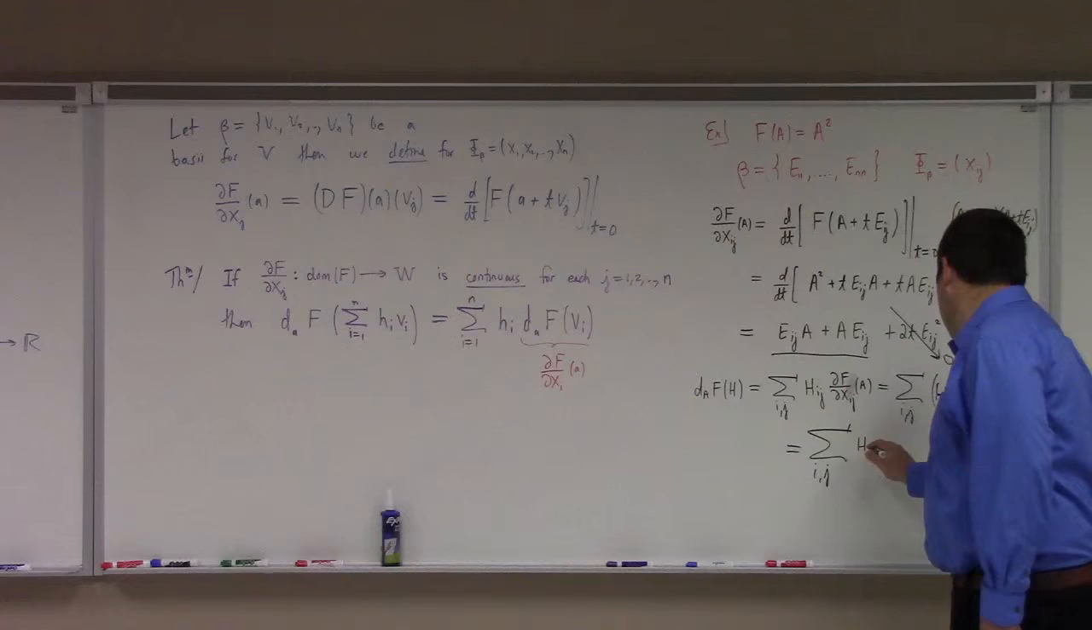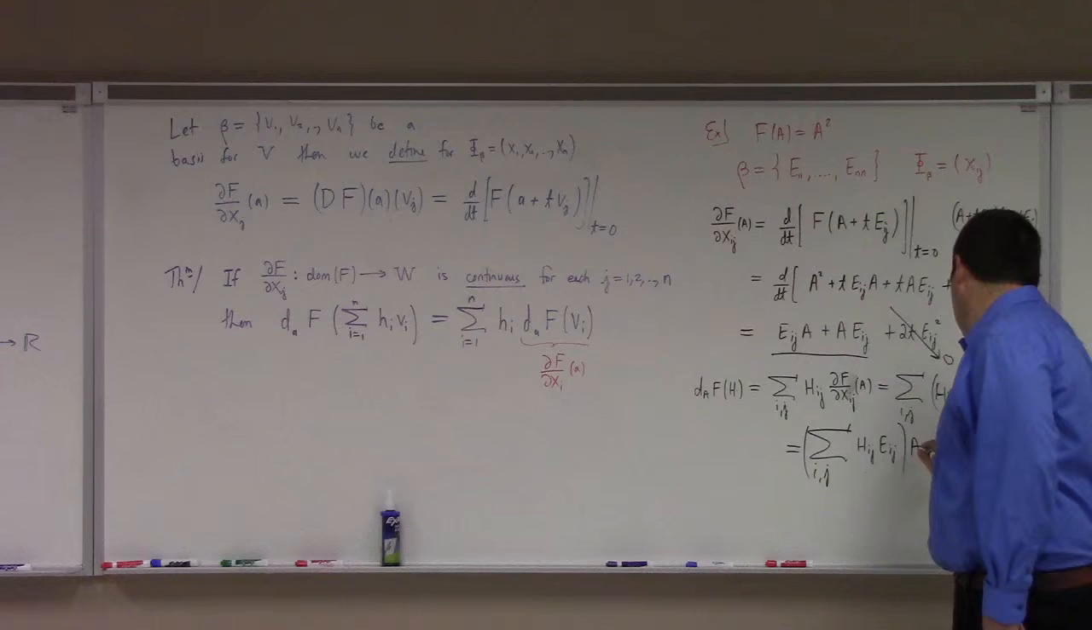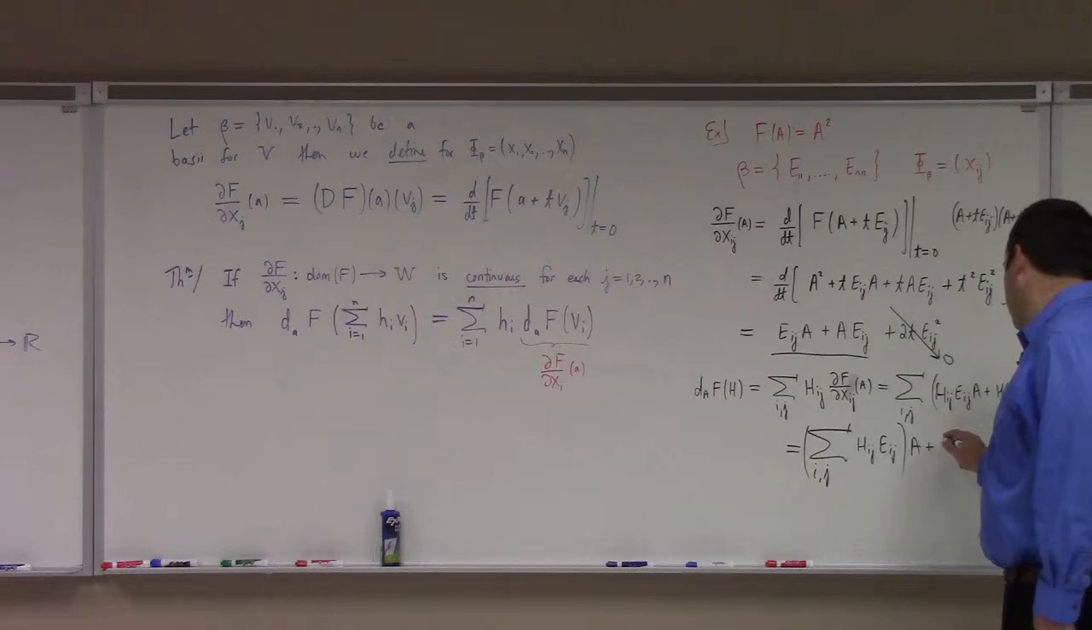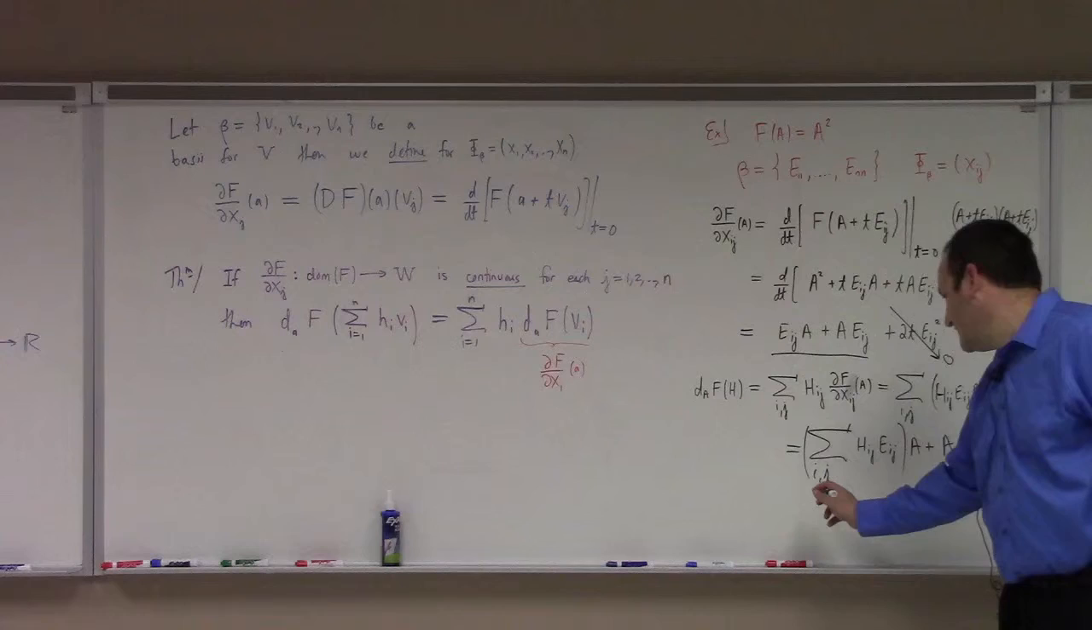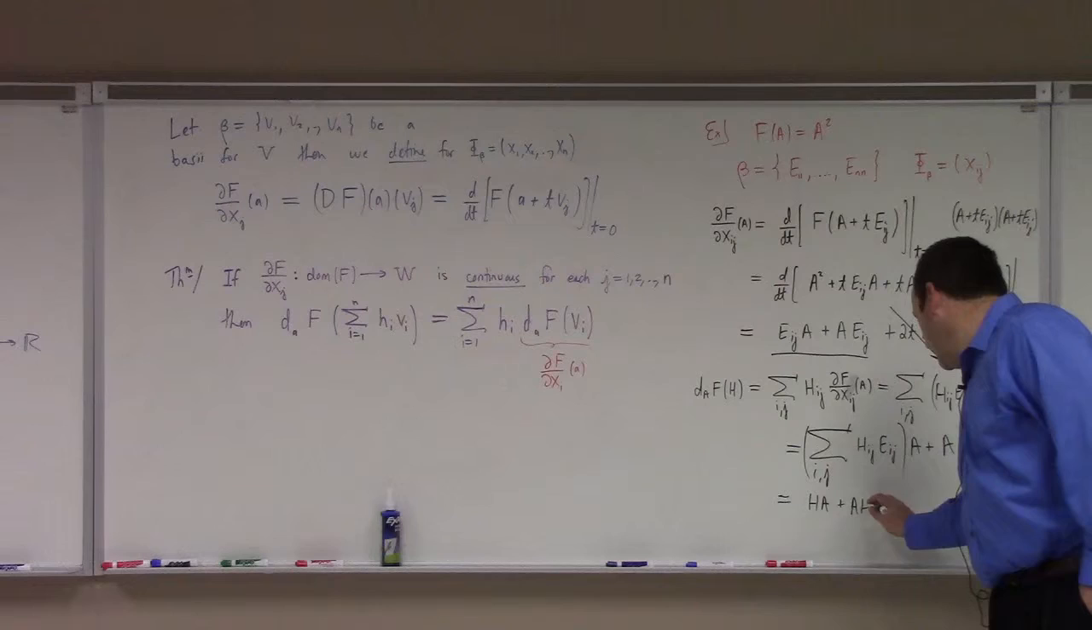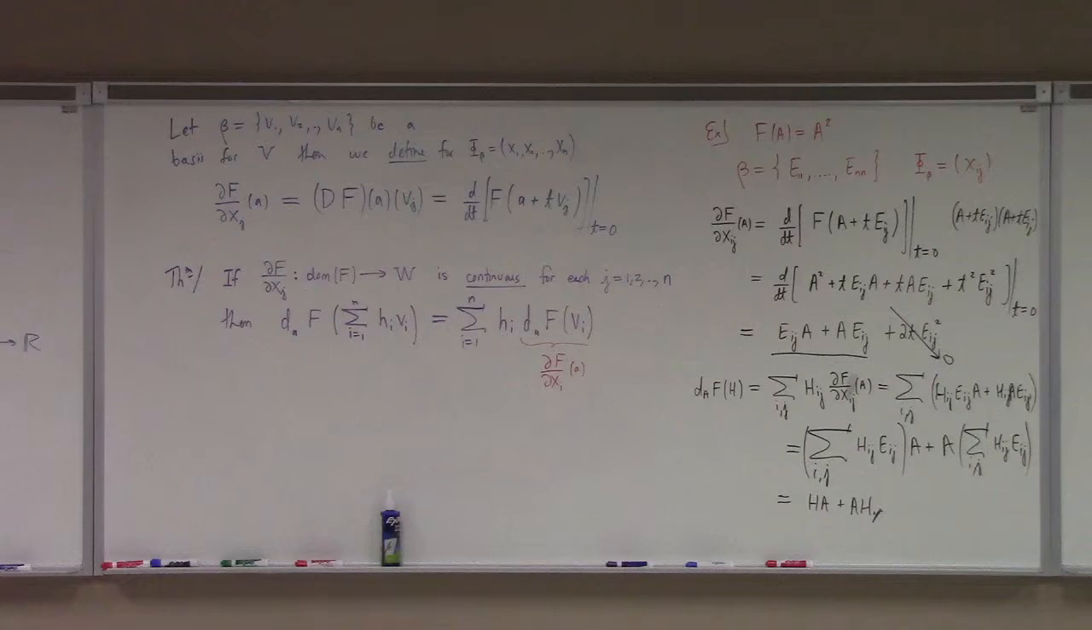So you can group things. We have h_ij E_ij times A plus, I can pull the h_ij in since it's a constant, I can factor the A out. What's the sum of h_ij E_ij over all i and j? It's just H, right? So that's HA plus AH. Ha ha. Right back where we started. But this time, you guys will like it more because we derived it using partial differentiation rather than looking at a difference of things and finding the linear piece. This is a more direct way to calculate, obviously.